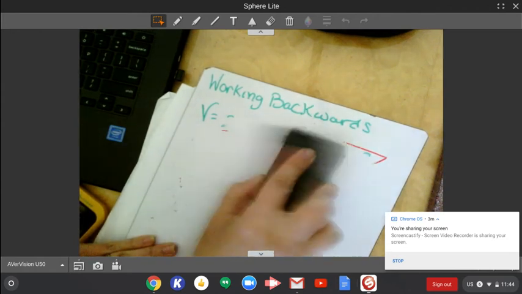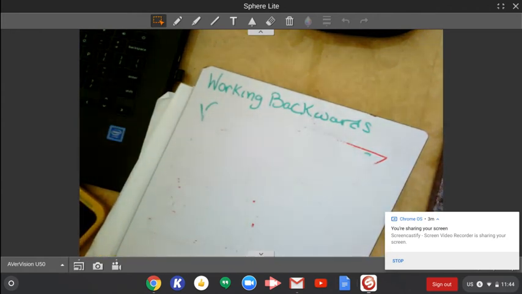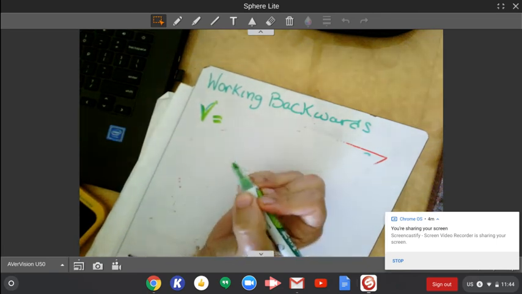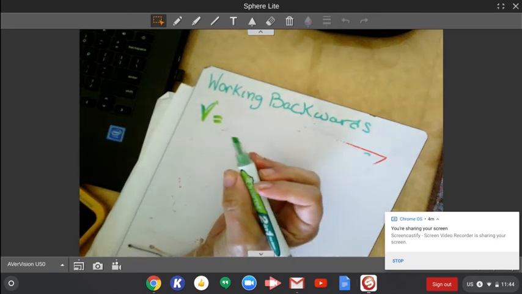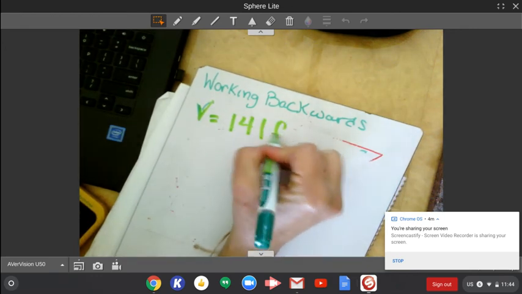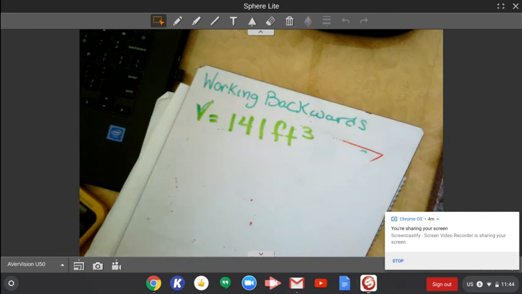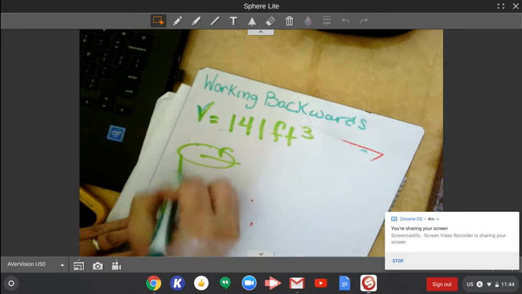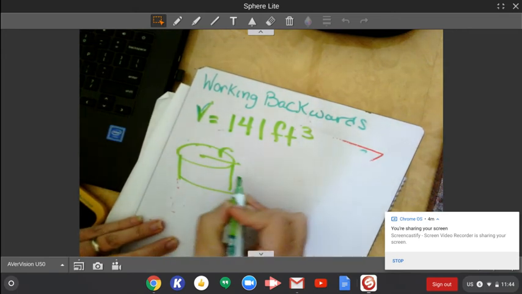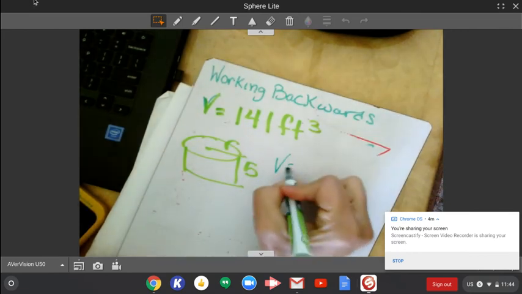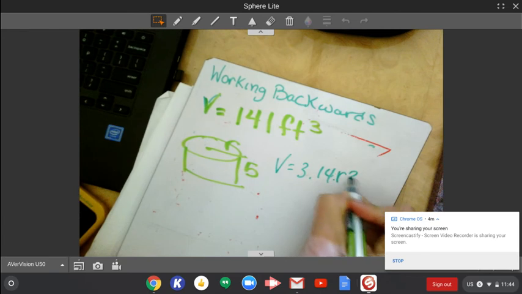Okay, so the next problem, I'm going to find the radius. Okay, I'm going to give you the height. So in this case, I'm going to tell you that the volume of this is about 141 feet cubed. And I want to work backwards. I'm going to tell you that the radius, I don't know, and the height is 5. Okay, so again, you're just going to write out the formula. Volume equals 3.14 times radius squared times height.